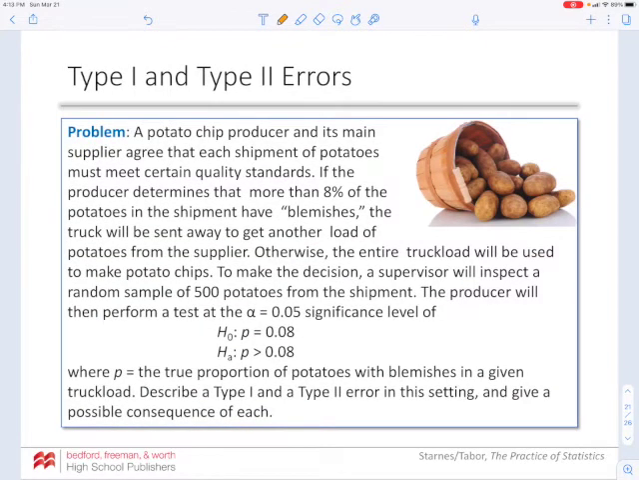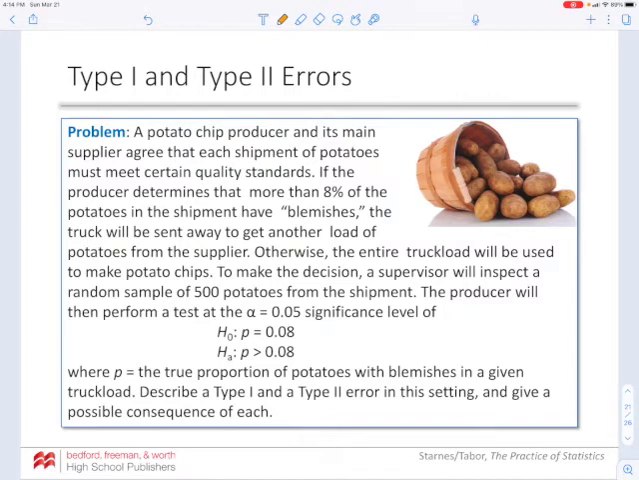So let's look at an actual context here. A potato chip producer and its main supplier agree that each shipment of potatoes must meet certain quality standards. If the producer determines that more than 8% of the potatoes in the shipment have blemishes, the truck will be sent away to get another load of potatoes from the supplier. Otherwise, the entire truckload will be used to make potato chips. To make the decision, a supervisor will inspect a random sample of 500 potatoes from the shipment. The producer will then perform a test at the alpha equals 0.05 significance level, and we have all our hypotheses.